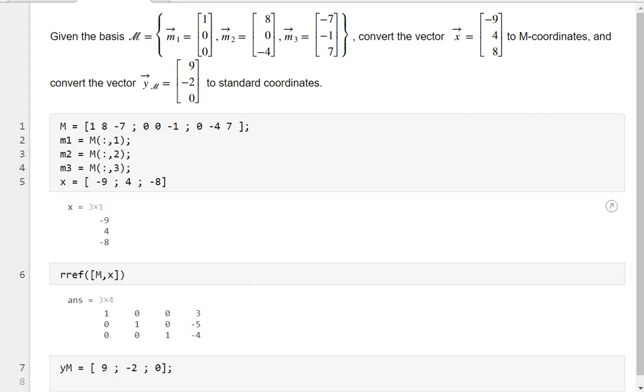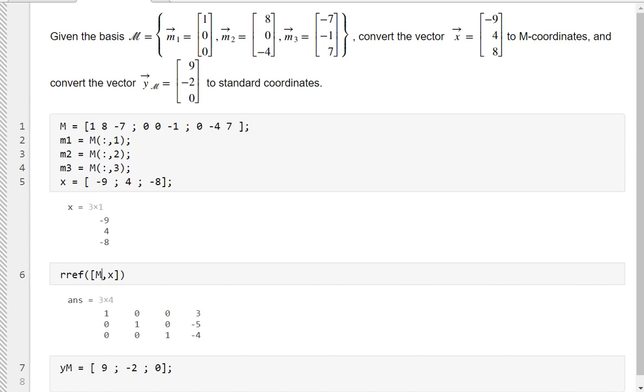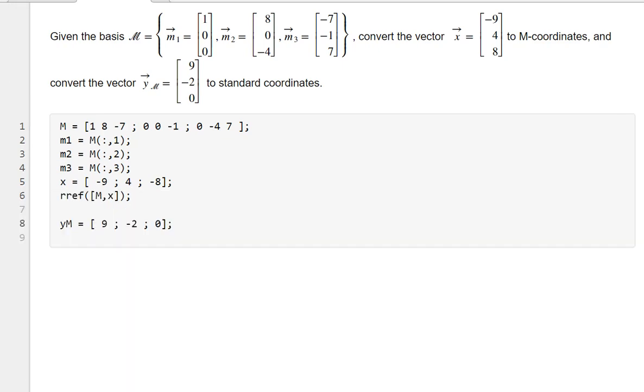And similarly, for a vector that's in m coordinates, all I have to do is take the m matrix times the vector in m coordinates, and these are its standard coordinates. So this vector is equal to the vector y. Those are the standard coordinates of y. So that's how it goes.